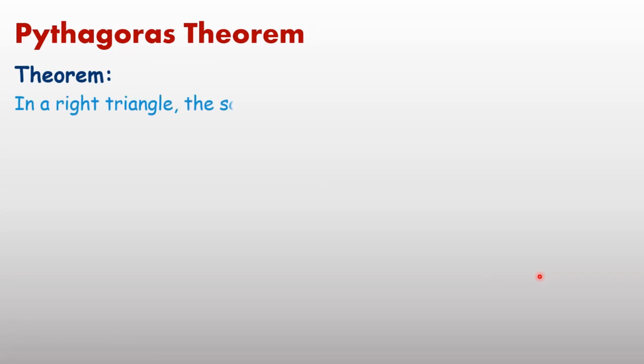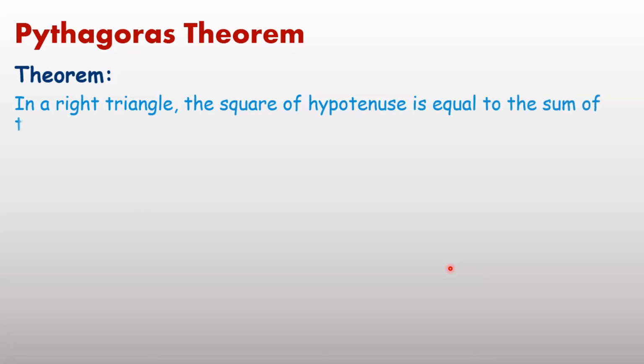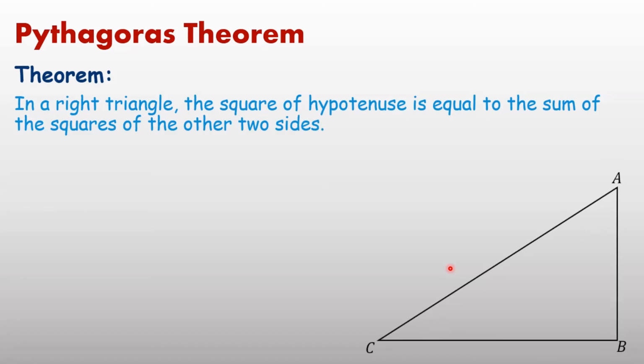Statement of theorem: in a right triangle, the square of the hypotenuse is equal to the sum of squares of the other two sides. Here triangle ABC is given. If angle B is 90 degrees, in a right triangle, means angle B 90 degrees is given. And what we have to prove? The second part of the statement means we have to prove the square of the hypotenuse, means the square of AC, is equal to the sum of squares of the other two sides.